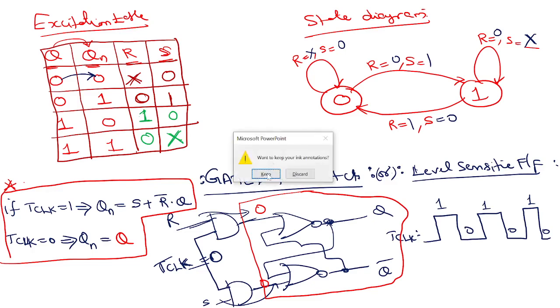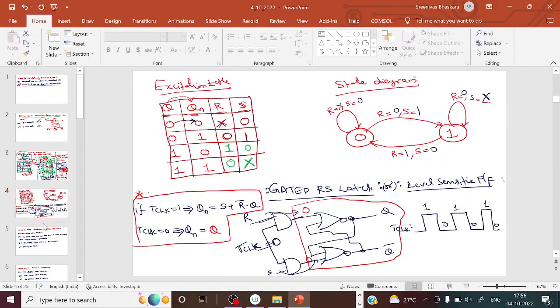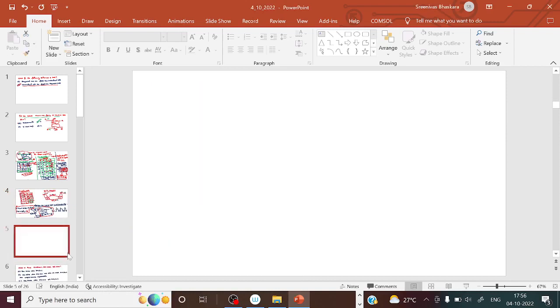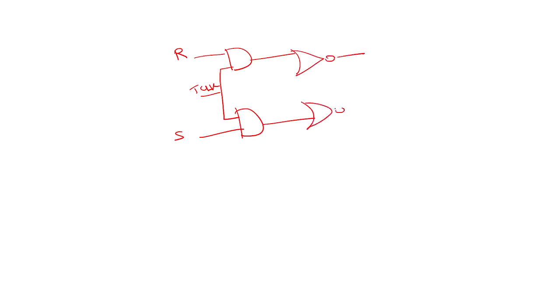I think I will discuss the JK flip-flop. You do all this: what is the first thing? Characteristic table, then truth table, then characteristic equation, then excitation table and the state diagram, all those things. So what is the flip-flop that we have right now? The RS flip-flop, level sensitive. This is T clock, R, this is S. This is the routine structure.